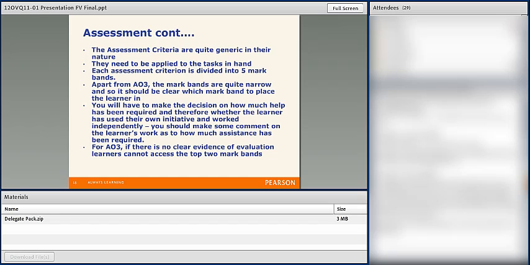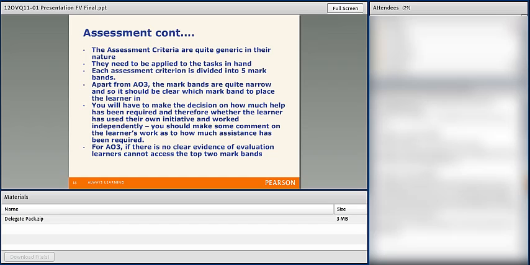So, as I've mentioned already, the assessment criteria need to be applied to the tasks in hand. Each assessment criterion is divided into 5 mark bands. And apart from AO3, the mark bands are quite narrow, and so it should be clear which mark band to place the learner in.